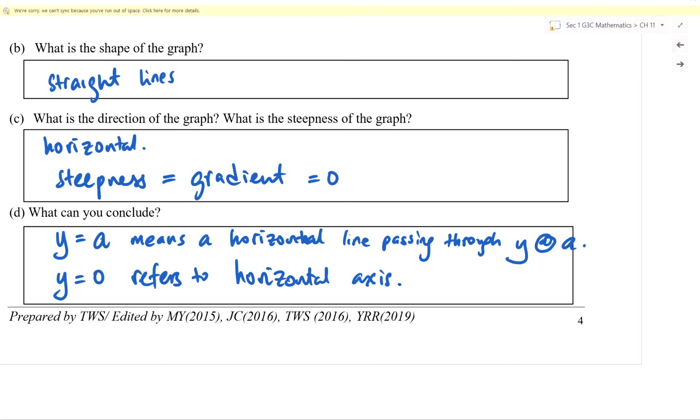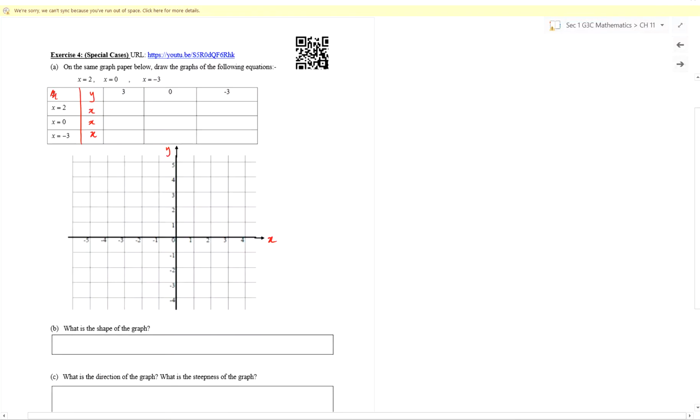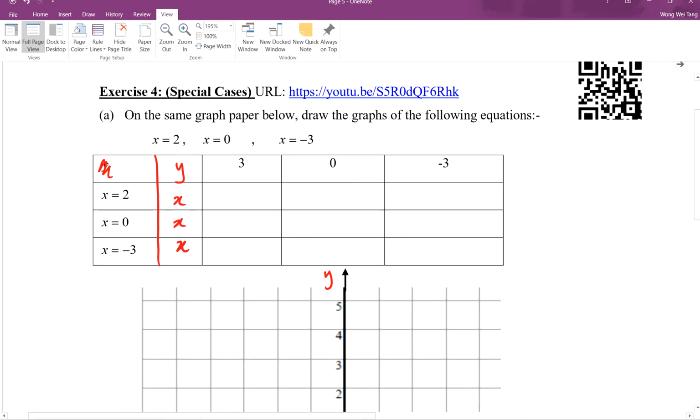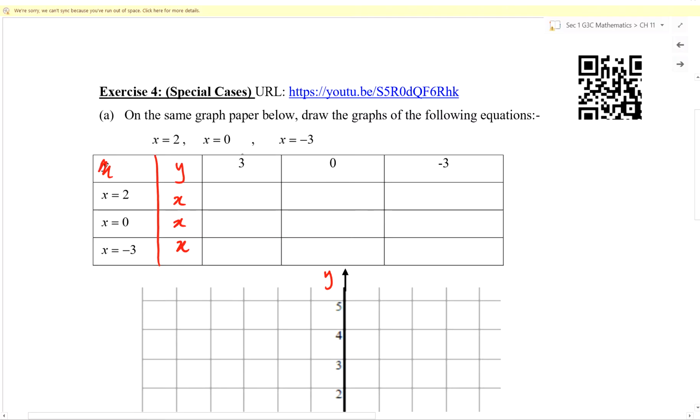Okay, next. Since you've done horizontal graphs already, what do you think is going to happen next? Yeah, vertical. I think so too. Okay, change the format over here. Include your x and y axis. So now instead of x on top, they give us the y value, which is 3, the y value of 0, the y value of -3. But for each of these cases, they are telling us that x is equal to 2.